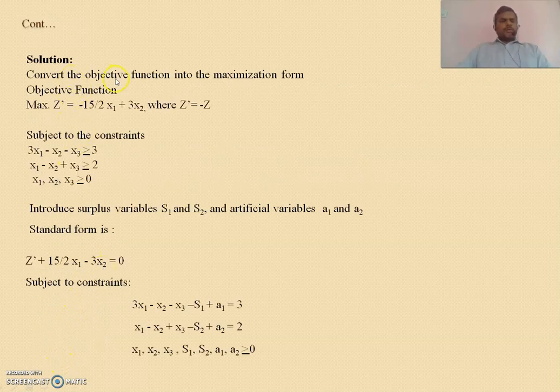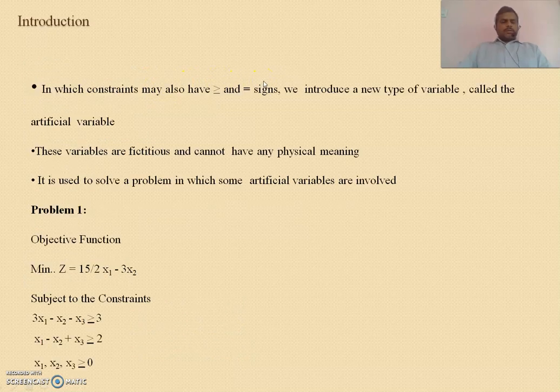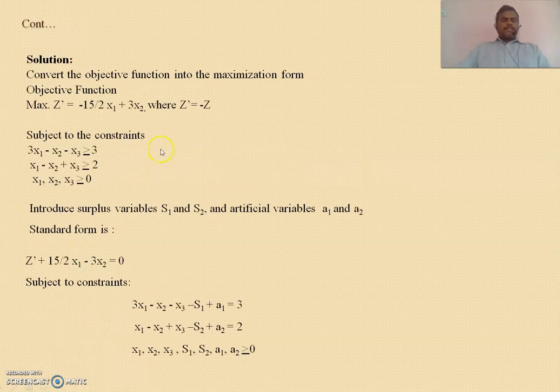Solution: convert the objective function into the maximization form. Wherever you are looking objective function like this, meaning minimization case, in that case you have to convert it into maximization in three methods: simplex method, BGAM method, or two-phase method. In these methods you have to convert like this. After that, procedure is same for each and every method.